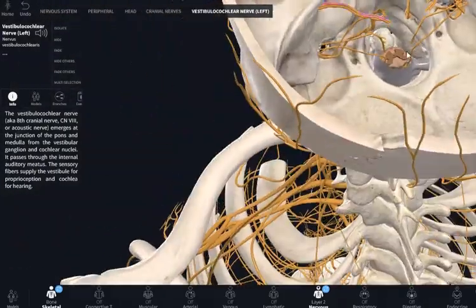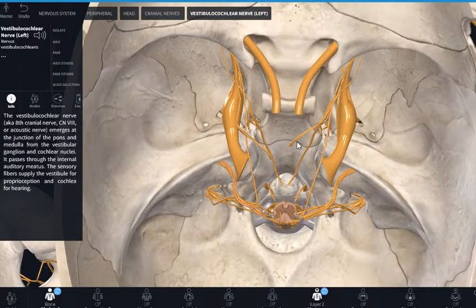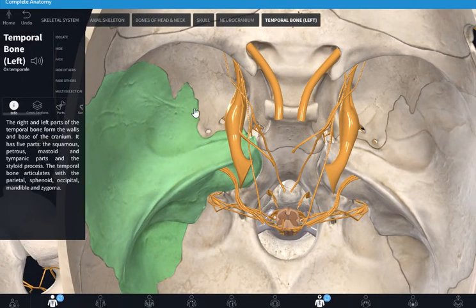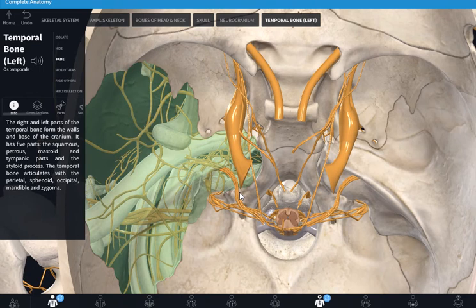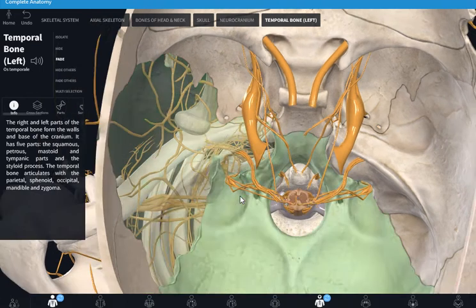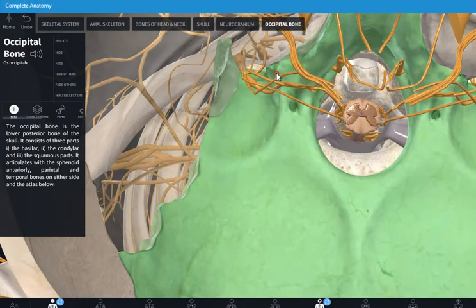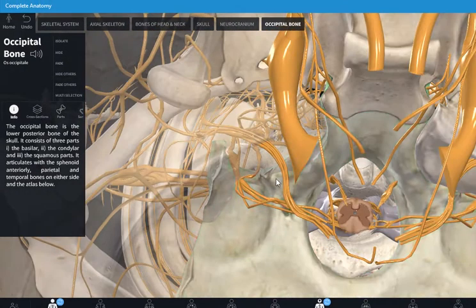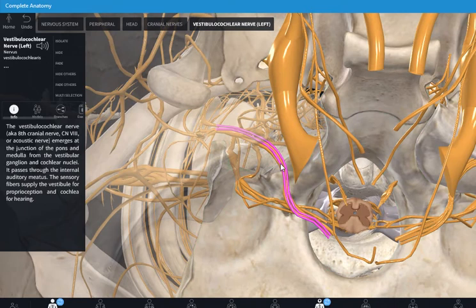So now, if I fade this region, you see that we have, let's enter and visualize much more. You see that this nerve will enter now in this portion here. This portion here is the internal ear. So it's going to supply the different parts.